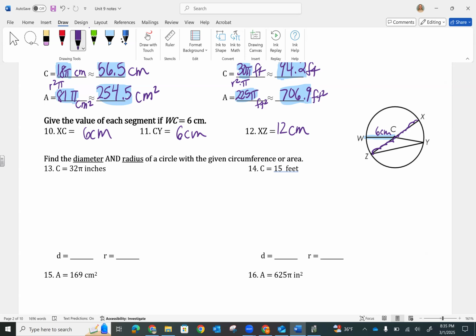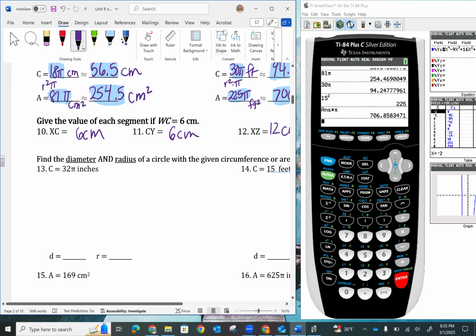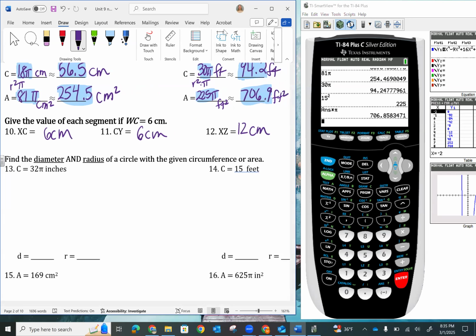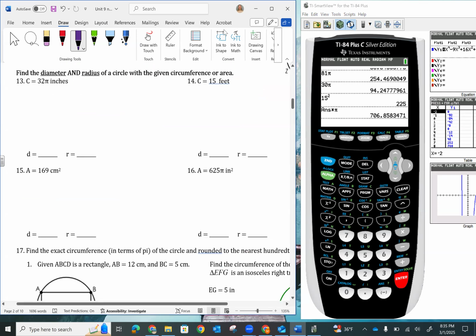Okay. The next one asks us to solve this question, and I'm going to scooch a little bit so you can see this. Okay. As we do this, it says find the diameter and the radius of a circle with a given circumference or area. So they give us a circle that has a circumference of 32 pi inches. Since the circumference formula is circumference equals pi d, instead of giving us the diameter or radius and having us find the circumference, they give us the answer for circumference.